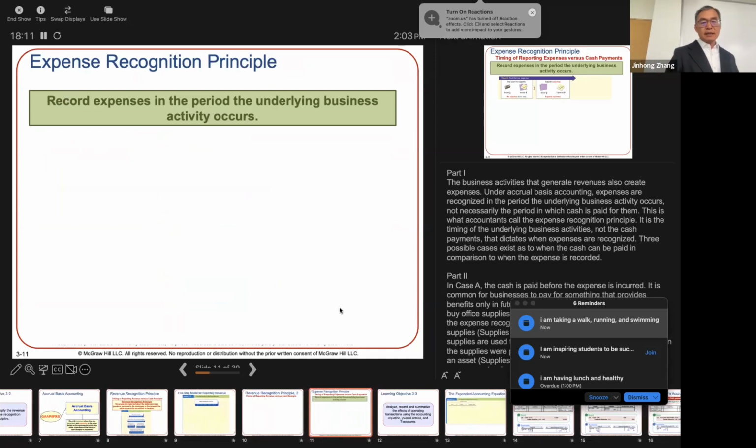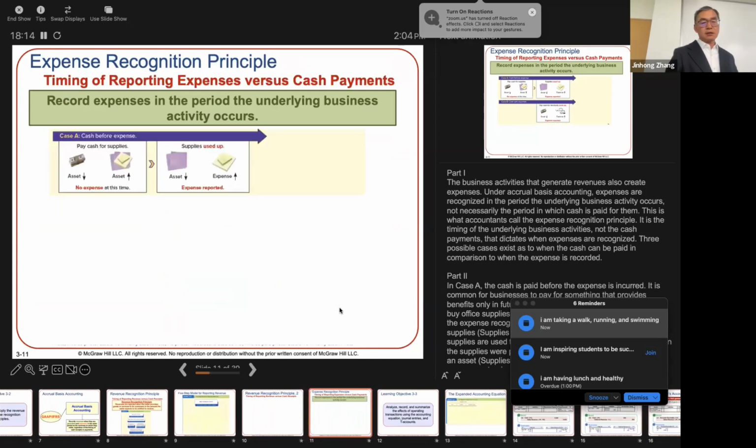Record expenses in the period the underlying business activity occurs. So in this case, cash before expense. It means you pay cash for supplies, for example, but it's not an expense yet. So the supplies are an asset, an inventory on your balance sheet. So in this way, the cash you give out reduces cash, and then your supply inventory asset increases, right? Both happen on the asset side of the balance sheet. One increases, one reduces. You are basically exchanging one asset for another asset, reducing cash and increasing supply.